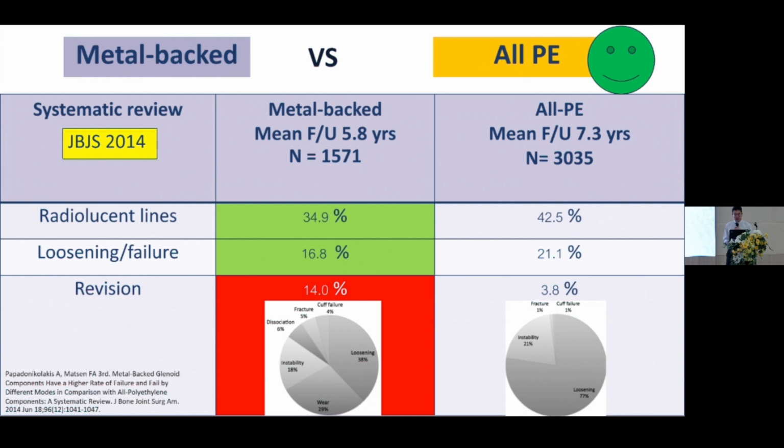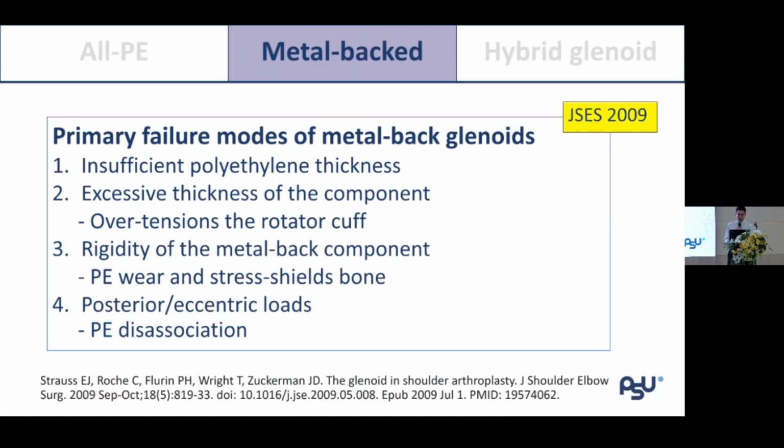In 2014, a JBJS systematic review compared metal back and all-polyethylene glenoid components. The study found that the metal back glenoid had lower radiolucency and radiographic loosening. However, the revision rate for the metal back glenoid was significantly higher, suggesting that the all-polyethylene glenoid component provides better long-term survivorship. The metal back glenoid failed due to insufficient polyethylene thickness, excessive component thickness, and high rigidity, which accelerate wear and stress shielding to the bone. These factors contribute to the higher revision rate compared to the all-polyethylene design.